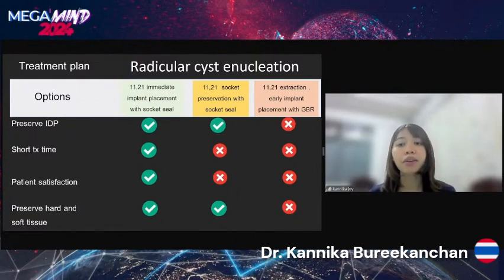Option 2. Radicular-cyst enucleation with upper central incisor socket preservation and socket seal. The advantages are preserved hard and soft tissue. And option 3, radicular-cyst enucleation and upper central incisor extraction, waiting for early implant placement with GBR. So when talking with the patient, choose option 1.